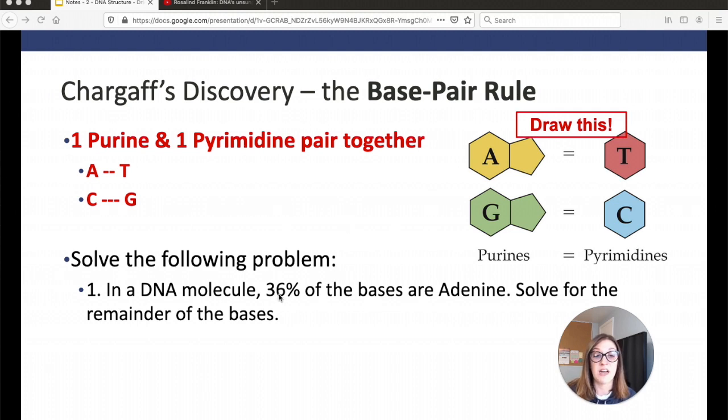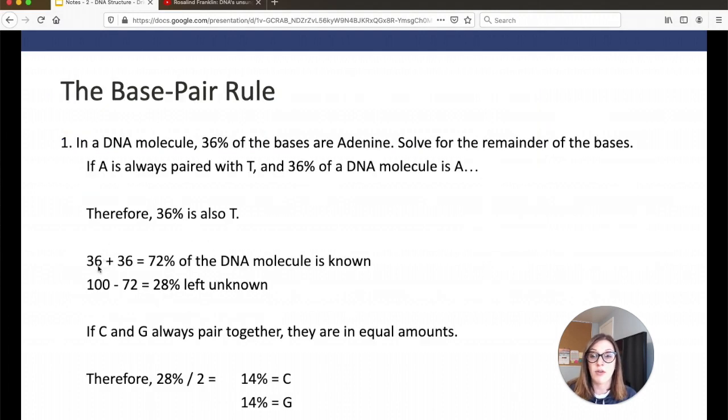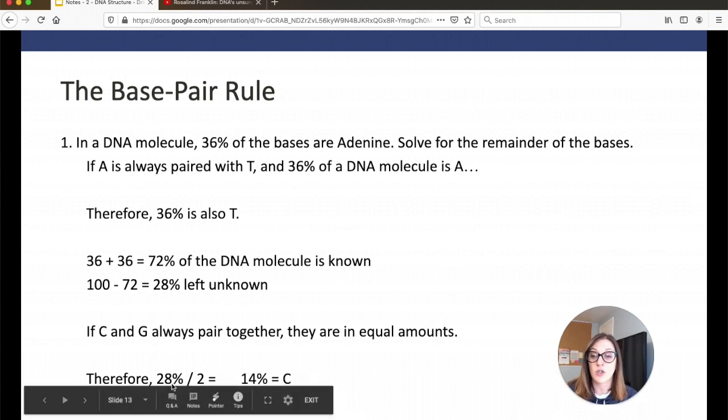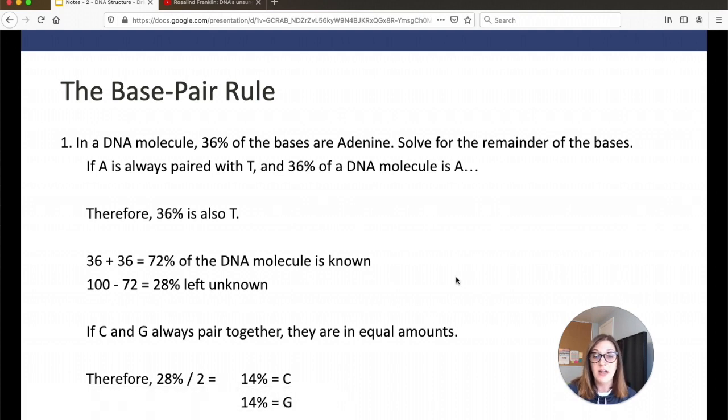So 36% of the bases are adenine, and always adenine should be opposite of thymine. So approximately 36% of that DNA molecule should also be thymine. So 36 plus 36 is 72% of the molecule that you now know is A and T. So therefore, 100% of the molecule minus what you already know leaves 28 left. So there's 28% divided between the remaining two bases, G and C. So 28% divided by 2 means that there's approximately 14% of that molecule that is cytosine and 14% that is guanine. You should be able to do this for the upcoming quizzes and tests, by the way.